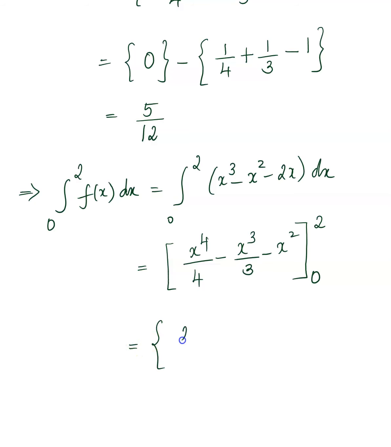Alright, so that's going to be 2 to the power 4 over 4. There was no sign, so I just put the 2, otherwise I'll put the parentheses. Minus the lower limit of integration.